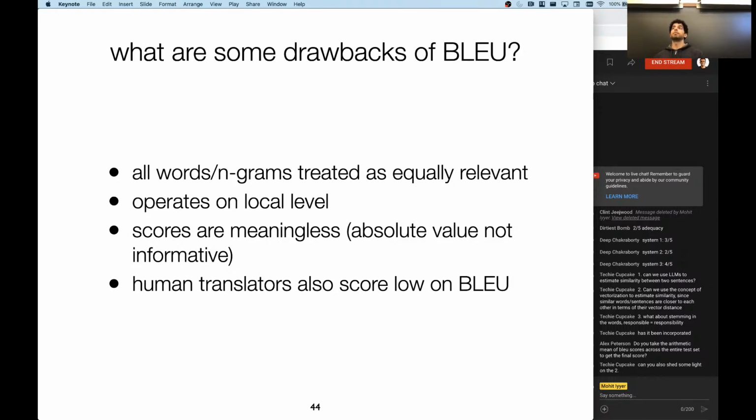Also, the scores are kind of meaningless. The absolute value of the BLEU score is not meaningful, only its relative ordering. So if system A has a BLEU score of 25 and system B has a BLEU score of 30, you can conclude that system B is likely better. But the score of 30 or 25 doesn't mean anything. Human translators also score low on BLEU. The upper bound of the BLEU score is not 100%. Human BLEU scores are usually higher than that of machines, but they might be like 50 or 55, and it really depends on the language that you're translating into as well.